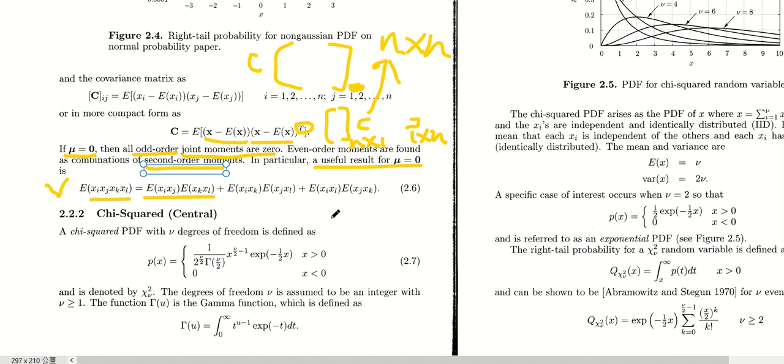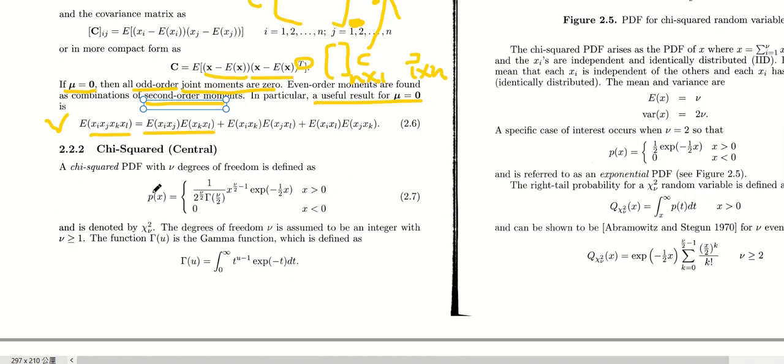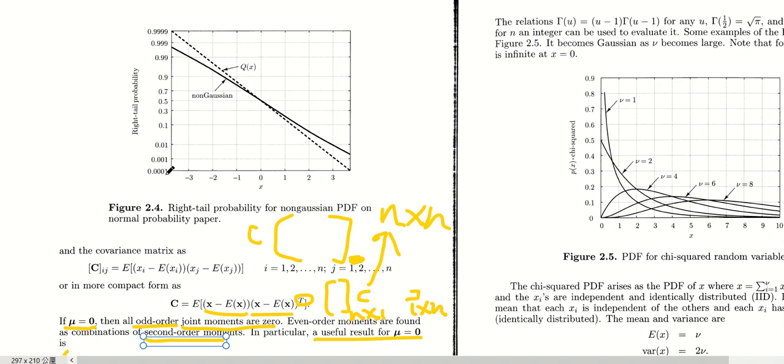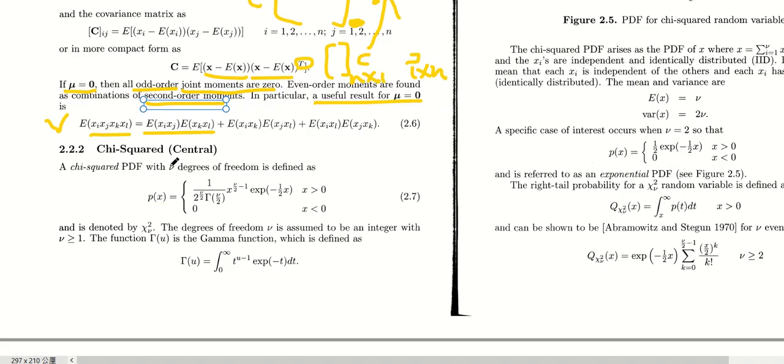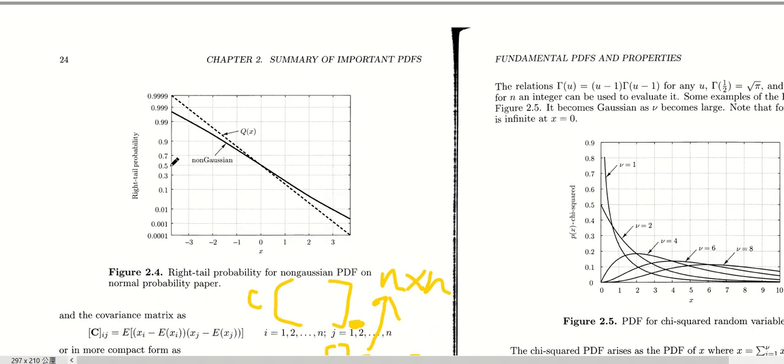So we will end this session here. Please continue in the next session from chi-square. Just as a reminder, for the convenience of your reading, this is at page 24. You can refer to it. Okay.